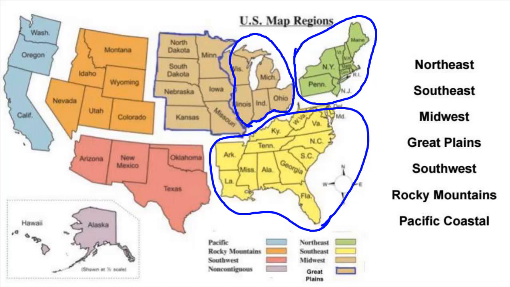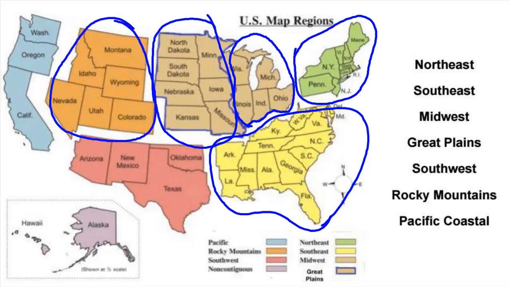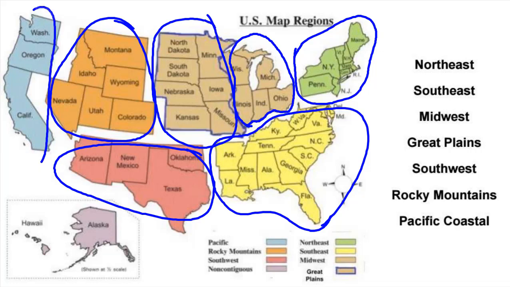Then the Great Plains, as you can see, I color-coded this map for you. That is the Dakotas, Missouri, Iowa, Minnesota, Nebraska, Kansas. This is the Great Plains. This is largely flatlands, not entirely, but largely flatlands with a lot of farming going on. Then you have the Rocky Mountain West. You have the Southwest and Pacific coastal states. And then obviously you have the outliers of Hawaii and Alaska.